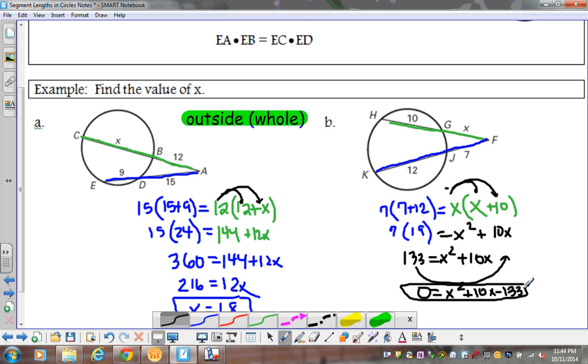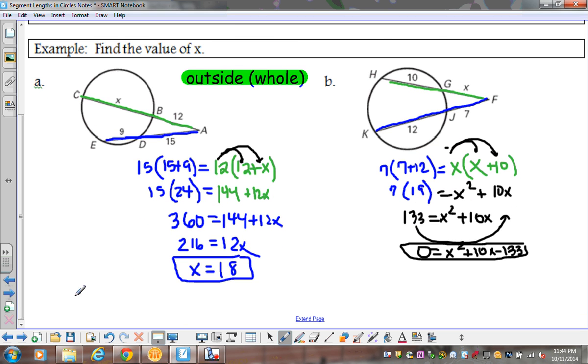Next semester, we're going to look more at solving quadratics, so it's not really going to be our focus this semester. But if you guys knew how to, we would go through and do it. But since we haven't really talked much about it, we'll stop right there. All right, so again, secant is outside times the whole. So outside piece times the length of the whole piece.